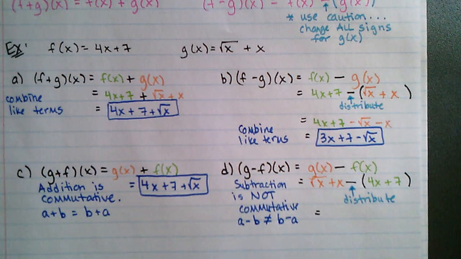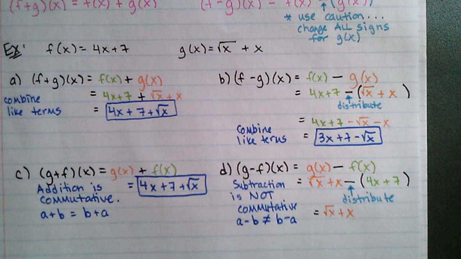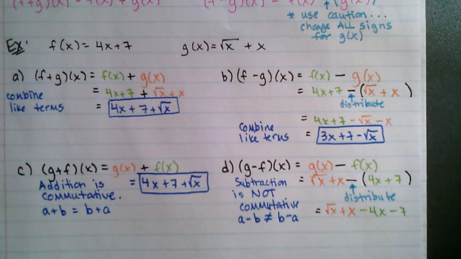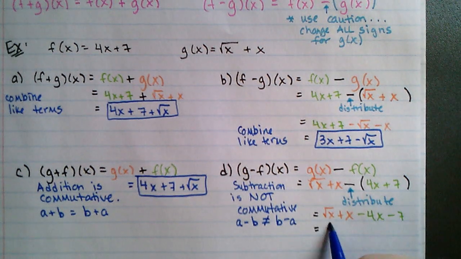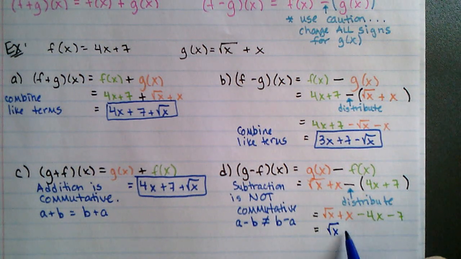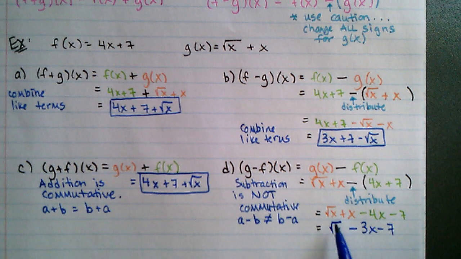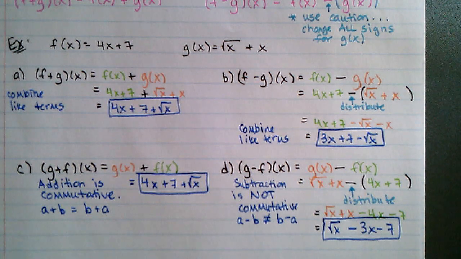So now I have square root of x plus x. And then that negative sign distributes to the 4x, so it's minus 4x, and to the 7, so it's minus 7. Now I will combine my like terms. The square root of x doesn't have any, so it stays square root of x. X minus 4x would be minus 3x, and then minus 7. Of course, you could put that in a different order if you'd like to. I'm just going to leave mine like that for now, because I want to talk to you about domain.